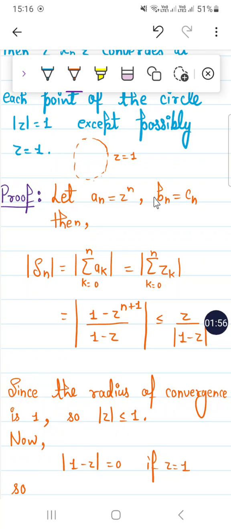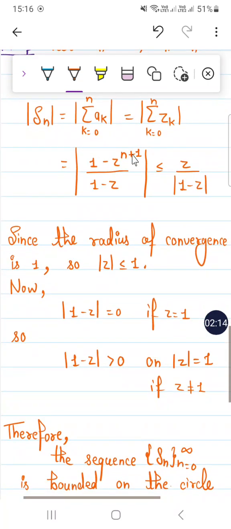Let an equal z to the power n and bn equal cn. An is z to the power n, and bn are the terms of the series. Now mod of Sn is sigma ak, the series term, sigma zk. When we sum zk, it means 1 plus z plus z squared and so on; this is a geometric series type, right? Its nth partial sum becomes 1 minus z to the power n plus 1 upon 1 minus z, which is bounded by 2 over mod of 1 minus z as n tends to infinity.